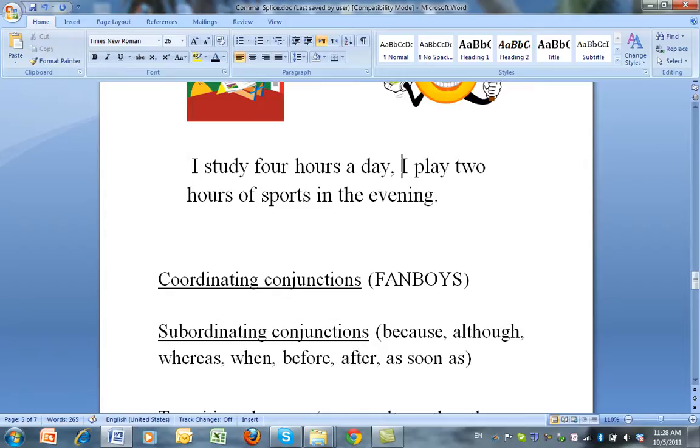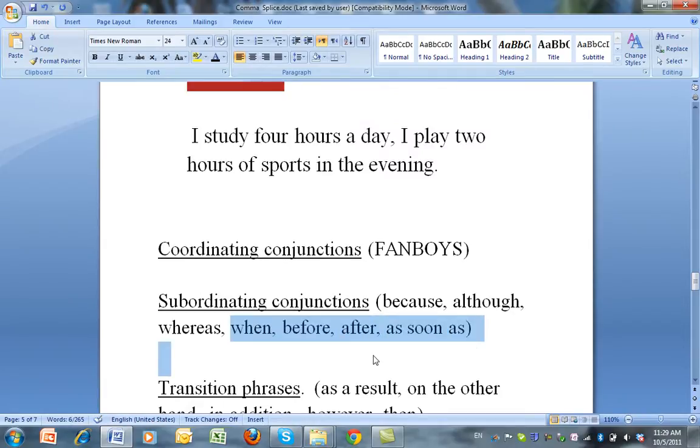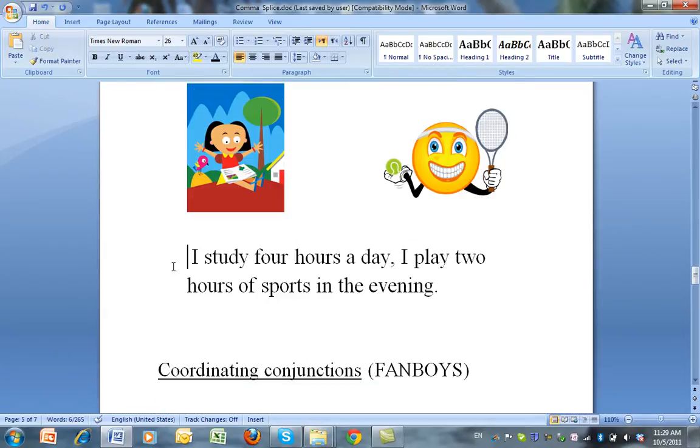Okay? Now, let's take a look at the possibility of a subordinating conjunction. This one, obviously, I think you're going to be looking at subordinating conjunctions of time. And it could be either before or after. It all depends. If you want to make the distinction of time, you might want to say, for example, Before I play tennis, I study for 4 hours.